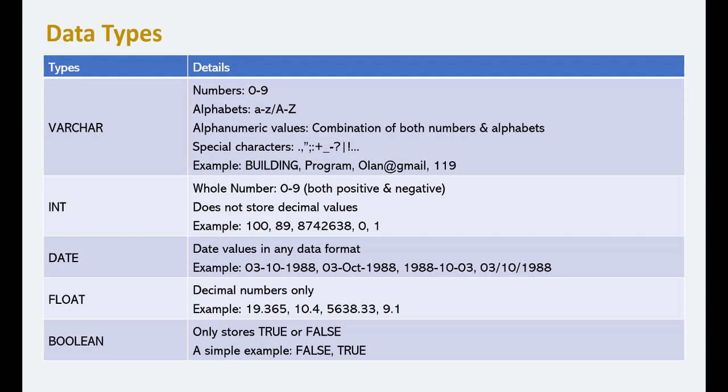Okay. Integers are whole numbers, 0 to 9, in this case both positive and negative, and you can carry out mathematical operations on these integer values. So you don't go and save money under character. We all have currency, we have integer. They do not store decimal values because they are whole numbers.